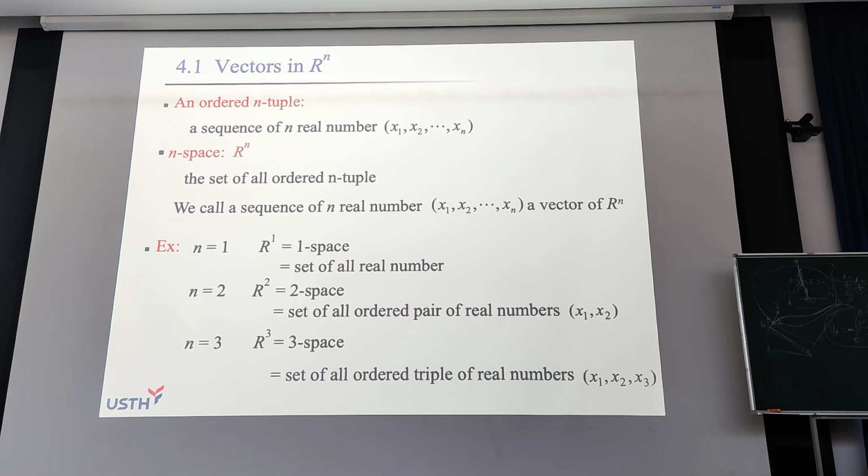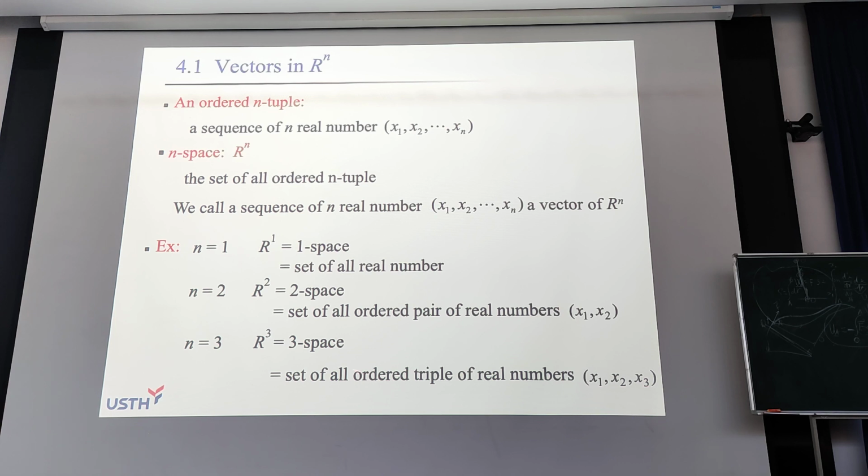And the examples are very familiar to you. For n equals 1, you get the set of real numbers, or in high school you call it the line of real numbers. For n equals 2, you have the set of ordered pairs of real numbers, and it is exactly the coordinate plane. And for the case n equals 3, you get the set of ordered triples of real numbers.